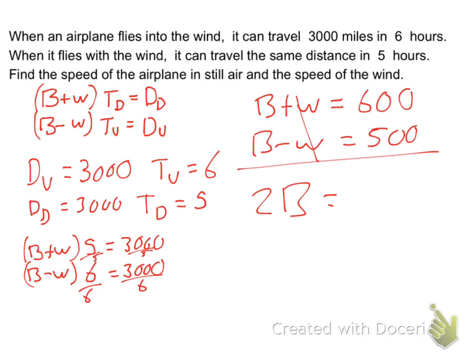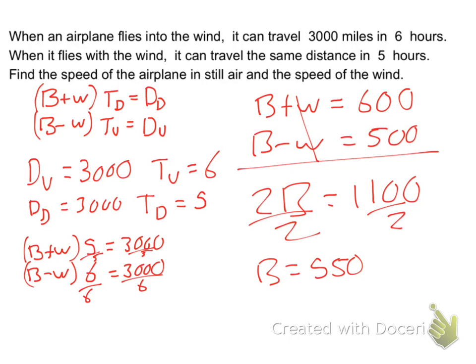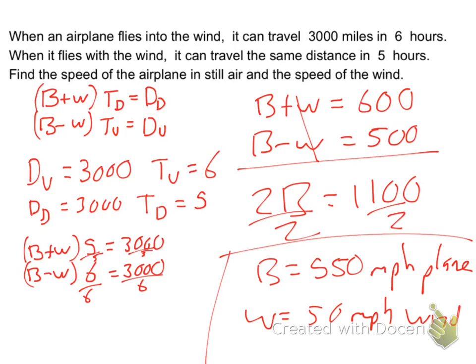So 2B is equal to 1,100, divided by 2: 550 miles per hour. And that is your plane. Well, here's the thing. If you go back to this equation, if B is 550, what's W have to be? 50. W is 50 miles per hour, and that was your wind. Boom. We are done.